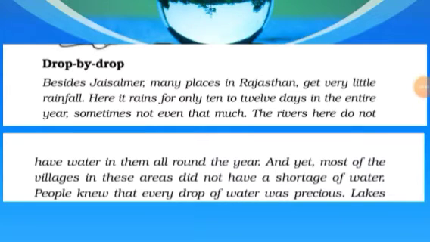Drop by drop. Besides Jaisalmer, many places in Rajasthan get very little rainfall. Here it rains for only 10 to 12 days in the entire year, sometimes not even that much. The rivers here do not have water in them all around the year, and yet most of the villagers in these areas did not have a shortage of water. People knew that every drop of water was precious.